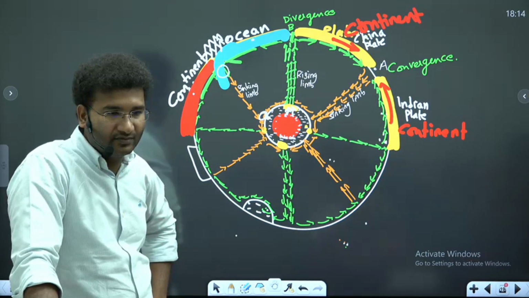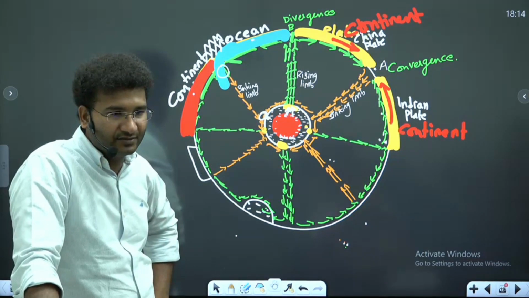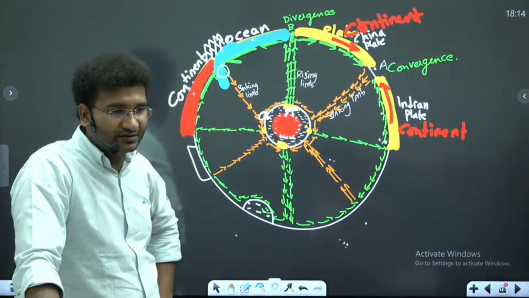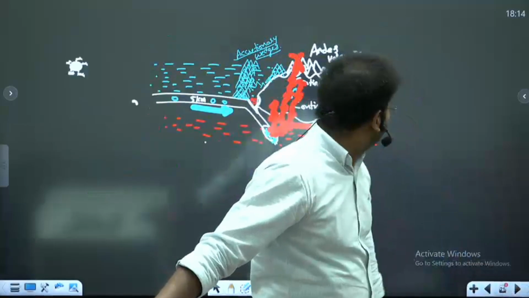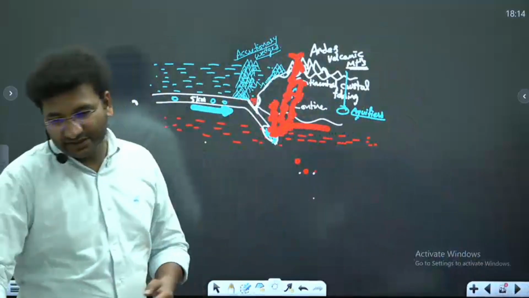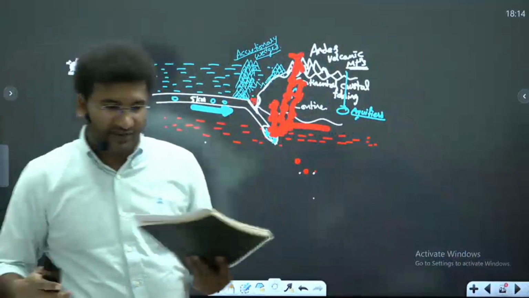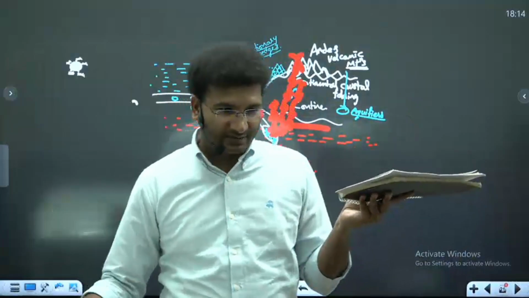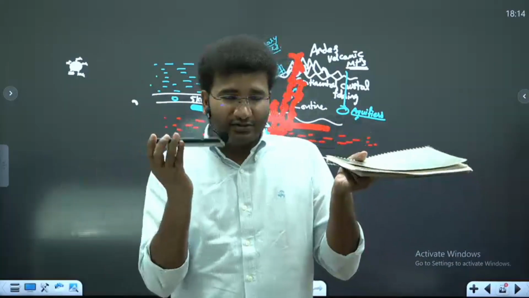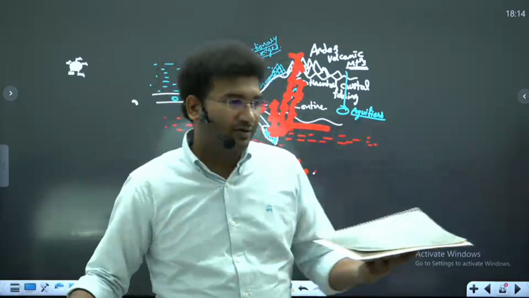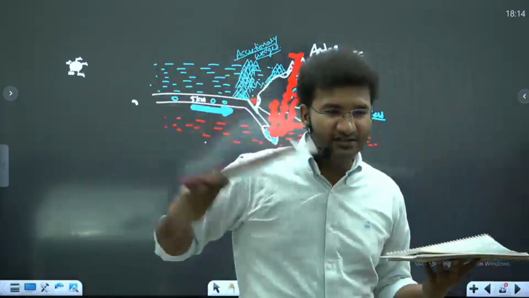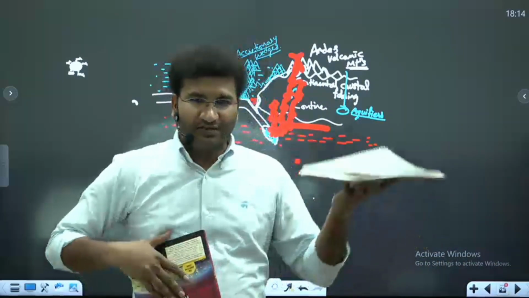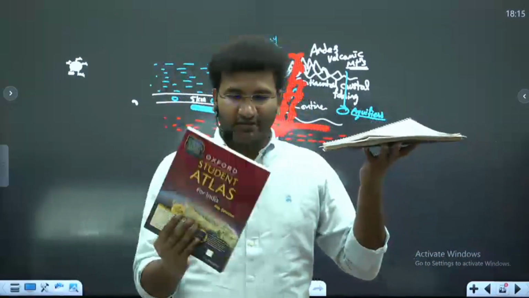Wedges. Accretionary wedges. Now, why do accretionary wedges form? Just imagine this is a plate, and this is also, give me another book, Atlas. Imagine this is an ocean. Okay? This is a continent and this is an ocean.